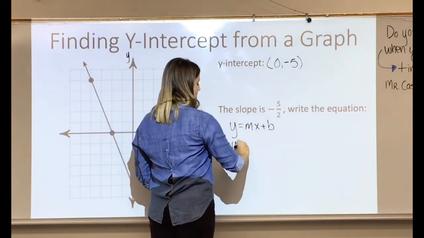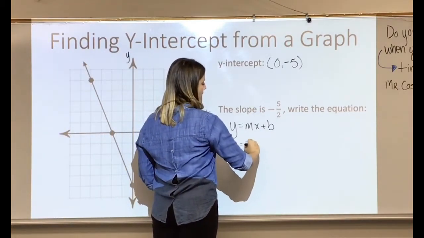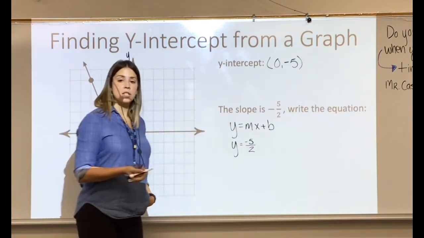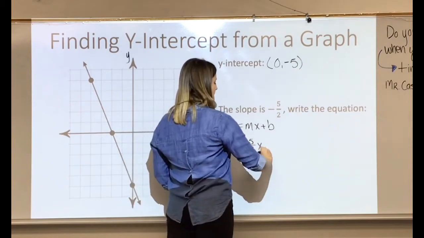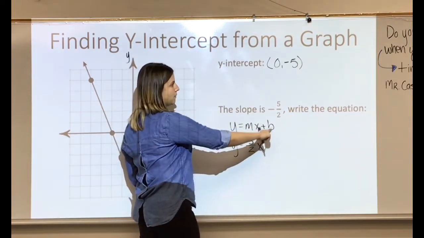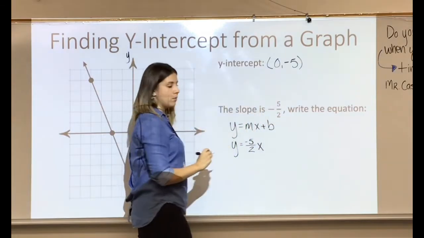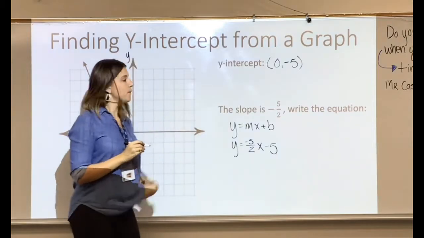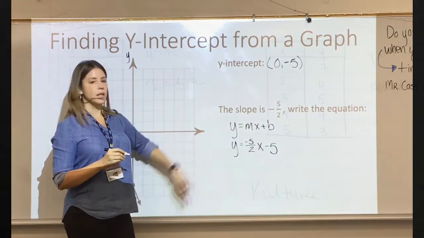So we have y equals -5/2. That's the movement that's happening. Your slope is always connected to x. And then my y-intercept is what goes at the end. My y-intercept is -5, so we're not going to write +5. We're going to write -5. So here's our y-intercept. Here's our equation.